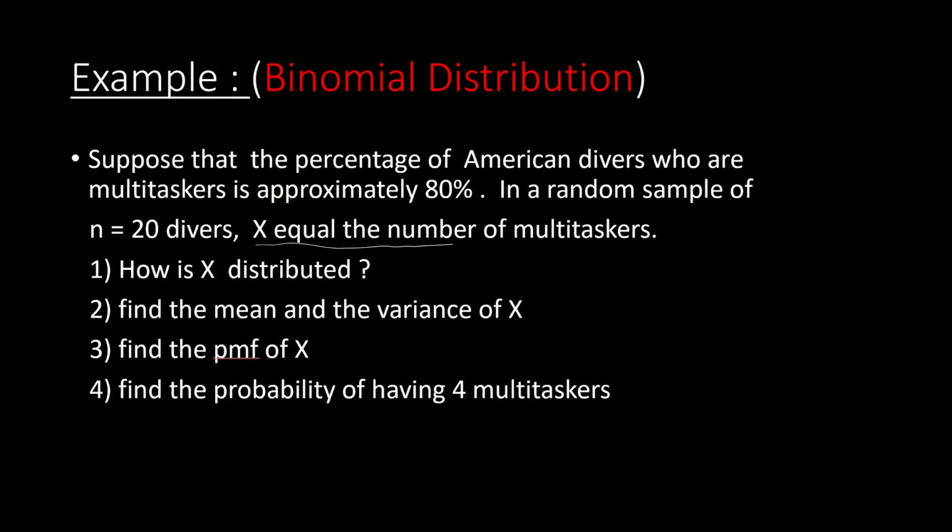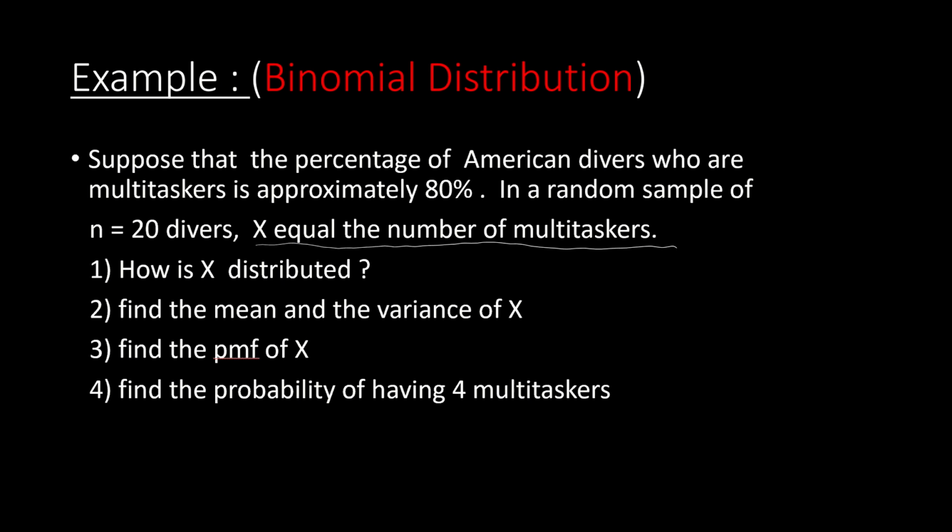Now here the question is x equals the number of multitaskers. Initially, the outcome of interest was either are you a multitasker or not. But now you want the number of multitaskers. So it's like independent Bernoulli trials. We do a Bernoulli trial: we select a driver, and we say whether it's a multitasker or not. We select another one, we see whether it's a multitasker or not, and so on until we get 20 drivers. But our interest here is how many times in those selections the driver was a multitasker.